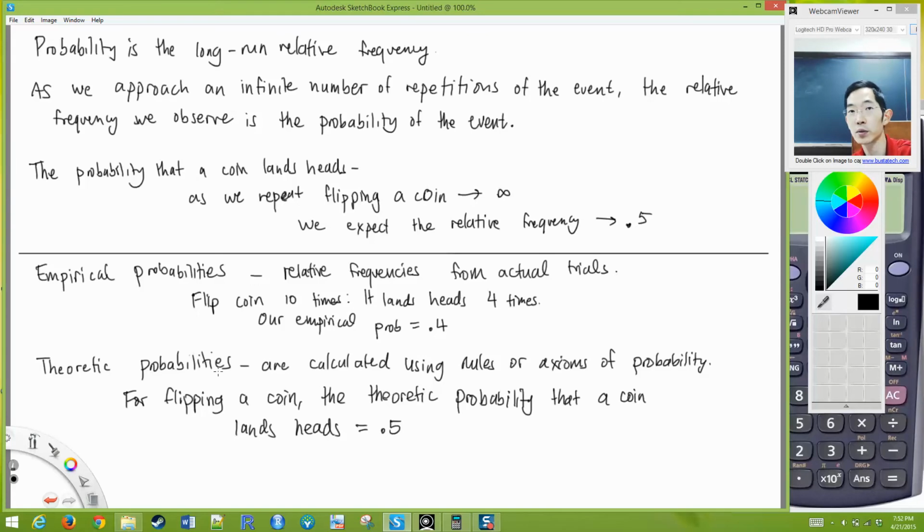Okay? Was there a question back there? Yeah, I was just wanting to make sure you said probabilities are calculated using rules or axioms. Yeah, rules or axioms.